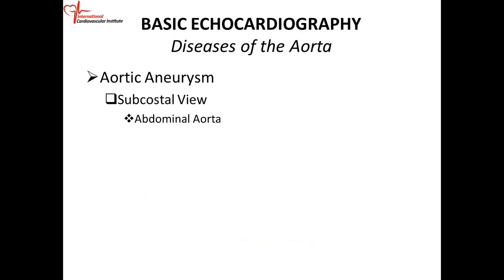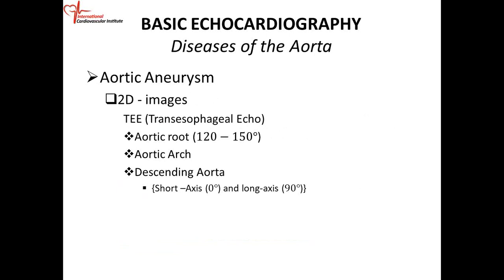Again, get in the habit of doing your subcostal view, looking at the abdominal aorta. Okay, you can pick up a lot of aneurysm there as well. With the transesophageal echo, transesophageal echo is the imaging modality of choice if you want to look at the entire aorta. If you want to look at all of the aorta, the transesophageal echo is the modality of choice, because with your transthoracic echo, you can't see all of the aorta.